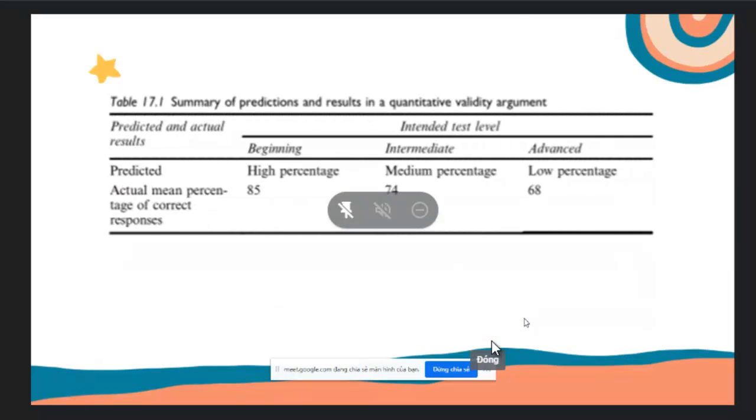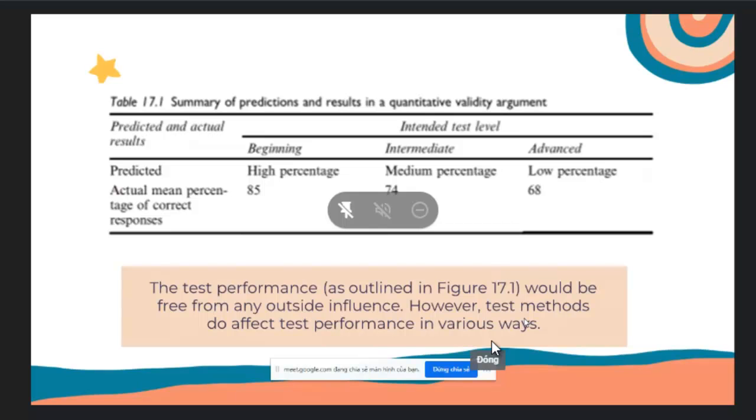Look at the summary of predictions and results. We can see that the scores are completely different among beginning, intermediate, and advanced learners. And we could conclude that test performance would be free from any outside influence. However, test methods do affect test performance in various ways.